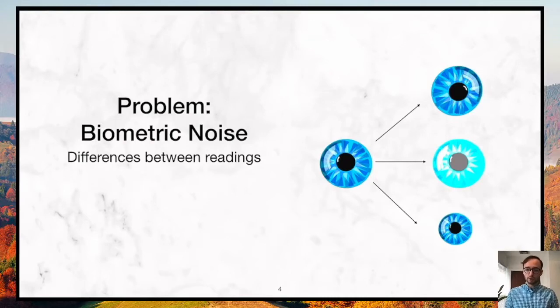It could be that you have slightly rotated your head and you'll end up with a different image for an iris. It could be that the lighting conditions are different and so your exposure is different for the iris. It could be that you're slightly farther away from the image sensor and so you have a smaller iris. All of these little differences result in different features extracted from each reading of the same iris.